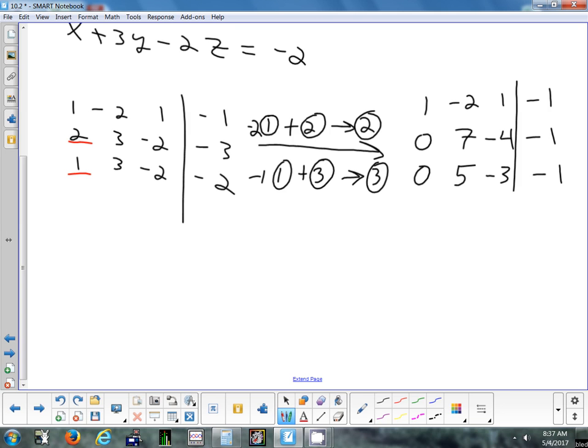Okay, so now the next step is you want to have a 1 here. Do we have a 1 there? No, we have a 7. So one way you could get a 1 there is to divide or multiply everything by 1/7. All right, and then we're going to get a lot of fractions. But if I can get this number closer to 1, like if I can get it to be a 2, I don't mind multiplying things by a half, because a half isn't as bad of a fraction to work with.